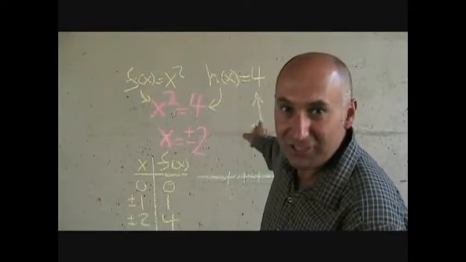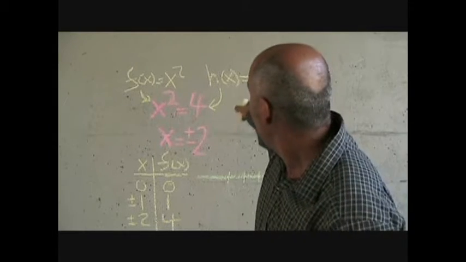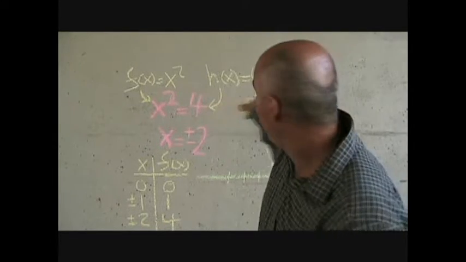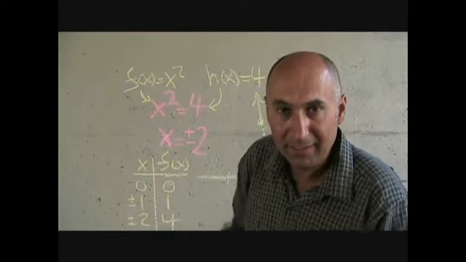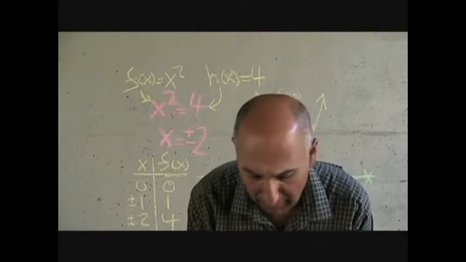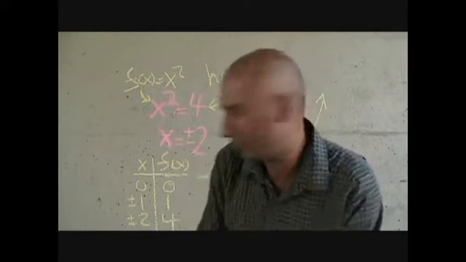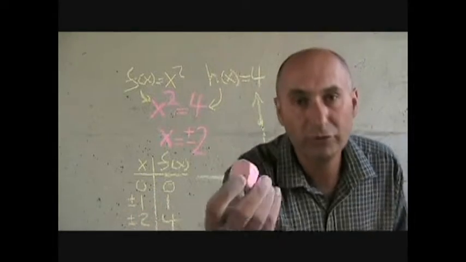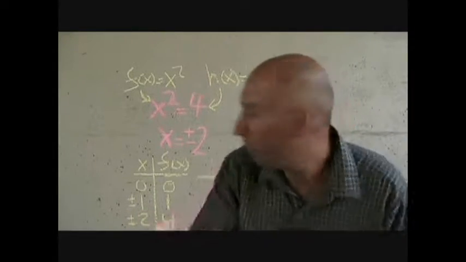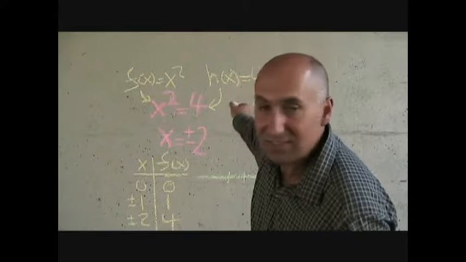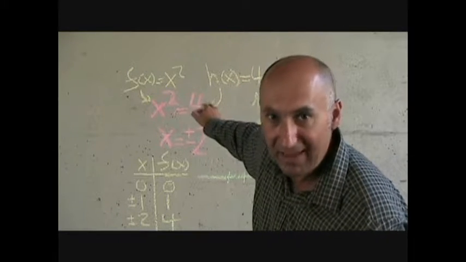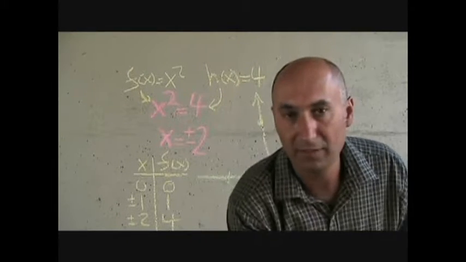Now h of x is just a line. All that means is y is 4 everywhere. Okay. Now some people have a hard time with this. The way they do it, I'm going to do this in pink. So all that means is h of x is equal to 4. It means everywhere y is 4, irrelevant of what x is.